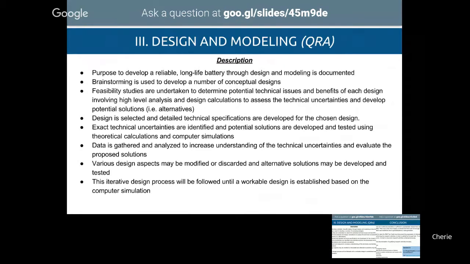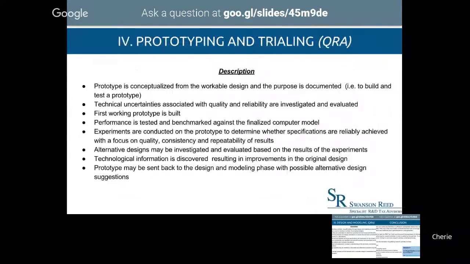This is a critical R&D phase. Your costs and expenses associated with design and modeling are eligible. Stage number 4, prototyping and trialing, is also an eligible phase because the prototype is tested. The first working prototype is built. It's benchmarked against the finalized plan. Experiments are conducted, alternative designs investigated. And so all expenses, or most expenses, during this phase will qualify.